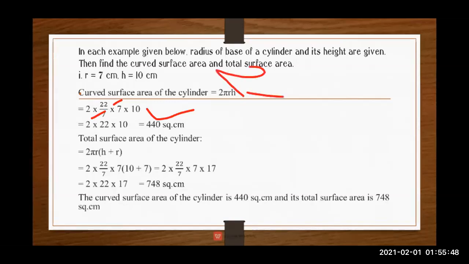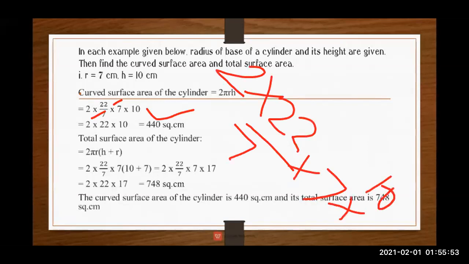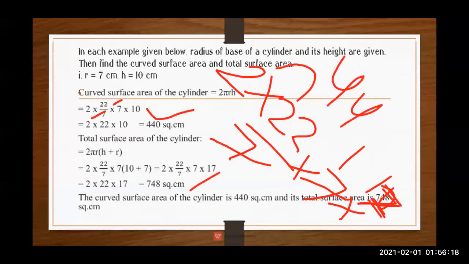Now 2 into 22 upon 7 into 7 into 17. Now here we will do the cutting. 7 ones are 7, 7 ones are 7. So what is remaining? 2 into 22. Now 2 into 22 is how much? Very good, 44. And here it is 17; by mistake I have written 10. Now 44 you got. Now 44 you have to multiply by 17.